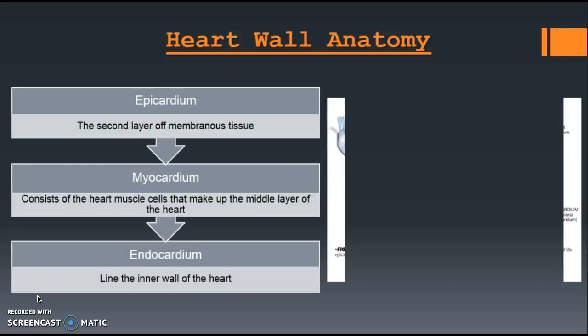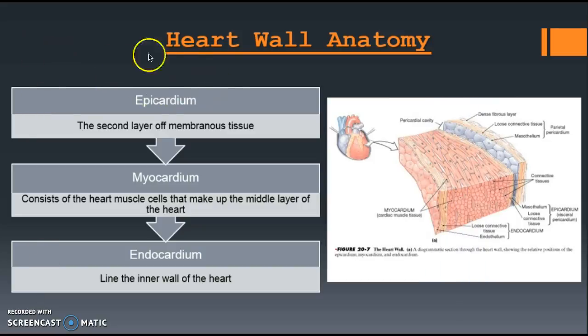The heart is composed of three layers: the epicardium, the myocardium, and the endocardium. The inner wall of the heart is lined by the endocardium, and the myocardium consists of the heart muscle cells that make up the middle layer and the bulk of the heart wall, and the outer layer of cells is called the epicardium. The second layer is a membranous layer, the pericardium, that surrounds and protects the heart. It allows enough room for the vigorous pumping of the heart, but also keeps the heart in place and reduces friction between the heart and other structures.